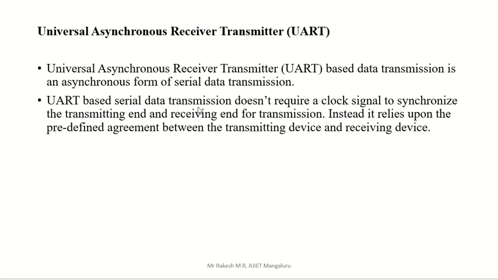If this is synchronous, it means we need a clock signal in order to synchronize between transmitter and receiver, or sender and receiver. But this is asynchronous form, that's why we don't need any clock signal. Instead, it relies upon the predefined agreement. There is a predefined agreement between the transmitting device and receiving device for communication purposes.